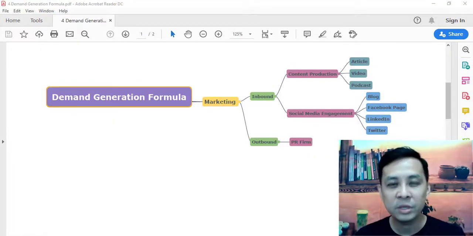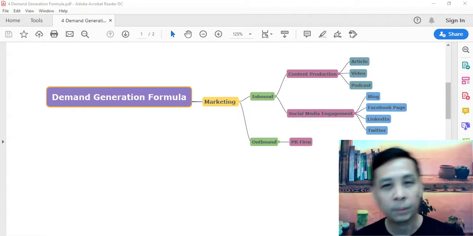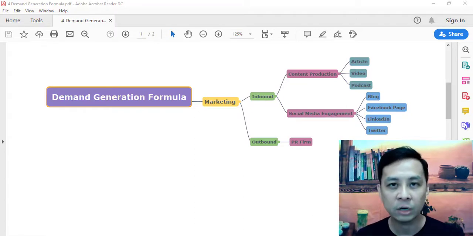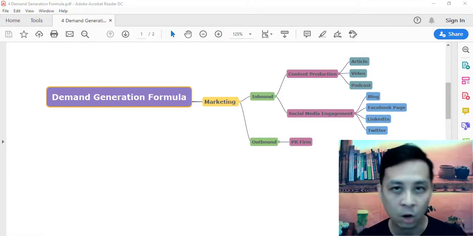Hi everyone, Adwin here. Today I'm going to talk about part 4 of the sales acceleration formula, which is demand generation. In demand generation, we talk about the most important part, which is marketing. How do you market your product or service?